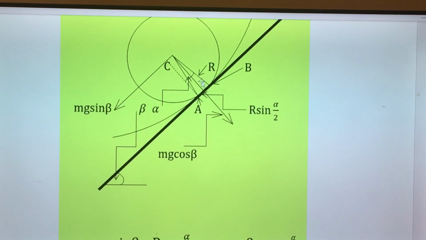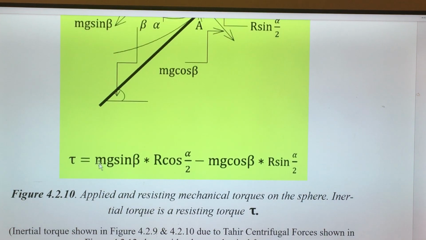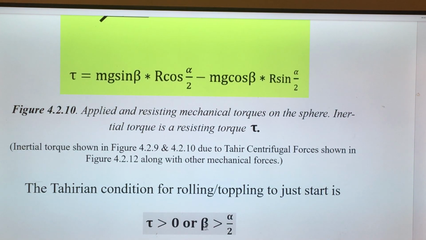alpha is this angle that the circular area subtends at the center of the ball, and half of it is this. So this is the right angle triangle. This is r, this distance is r cos alpha by 2, and this is r sine alpha by 2. So small a, you can call it small a, or you can call it r sine alpha by 2. So r sine alpha by 2, r cos alpha by 2. So tau is this. When tau is greater than 0, then we have the condition of rolling: beta is greater than alpha by 2. So this is the condition of rolling.